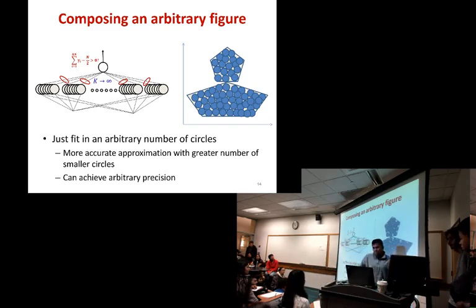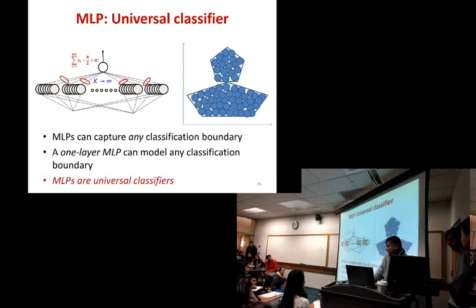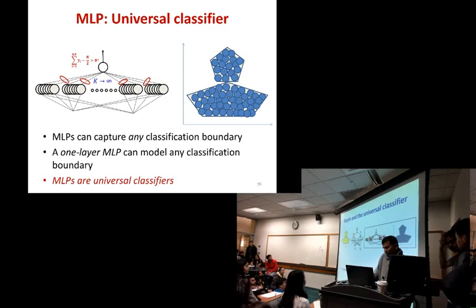Questions, anyone? Right, okay. So MLPs can capture any decision boundary. A one-layer MLP can capture any classification boundary. They are universal classifiers. But deeper networks can require far fewer neurons than shallow networks.